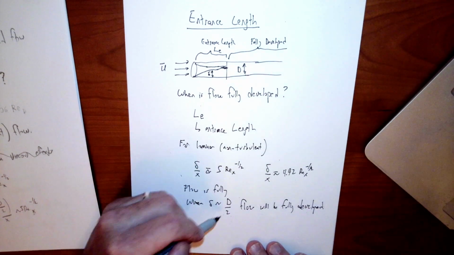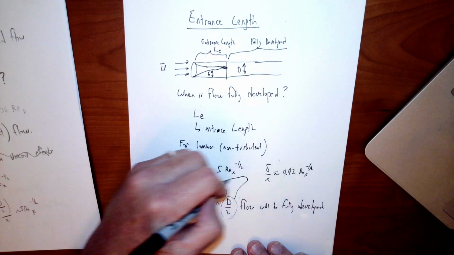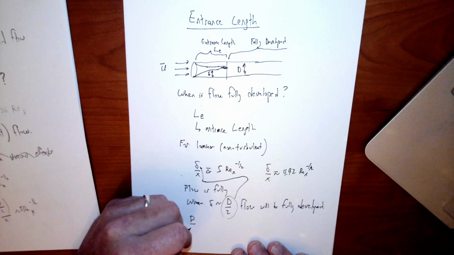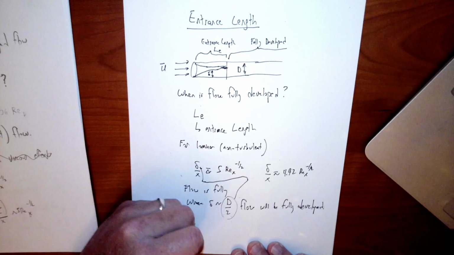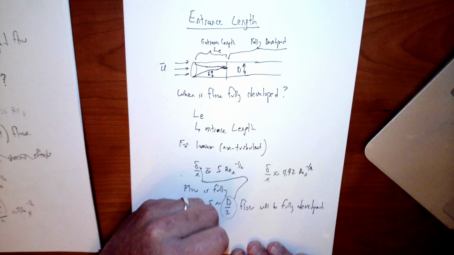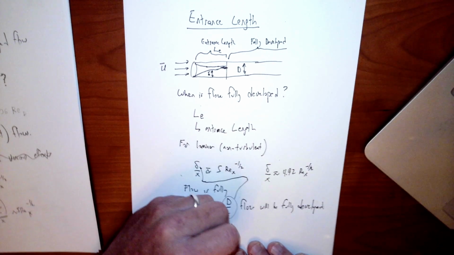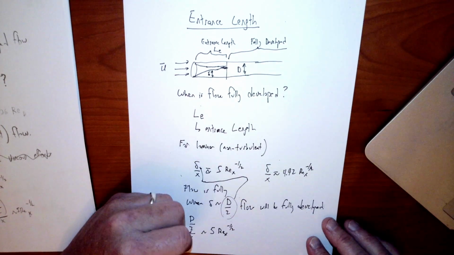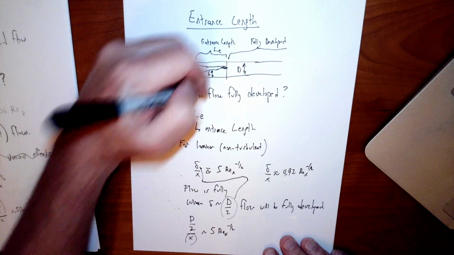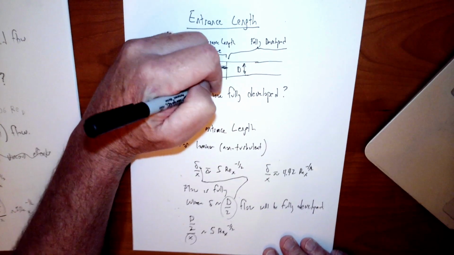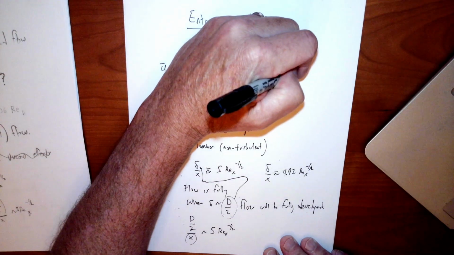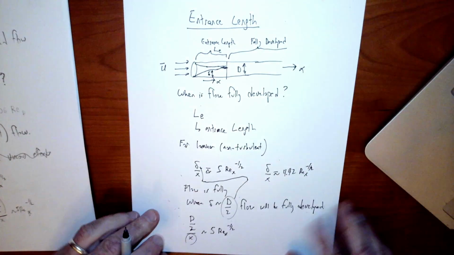So we plug that into here. We say, okay, d over 2 over x, when is that going to be about equal to 5 times the Reynolds number based on x to the minus 1/2? And when that happens, the flow is going to be fully developed. And this now is the distance in the x direction, in the direction of the pipe, before the flow is fully developed.